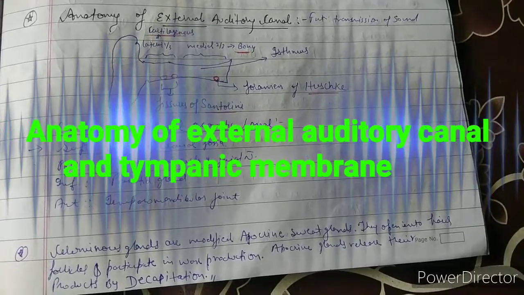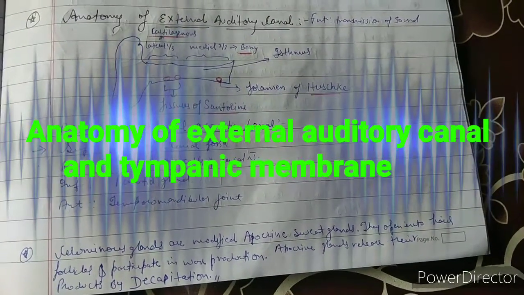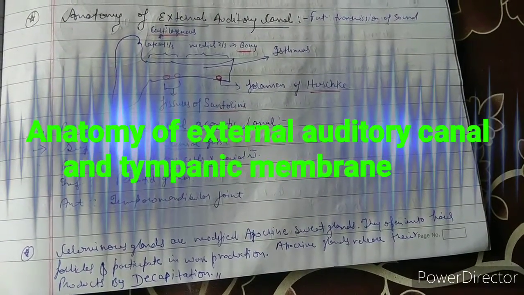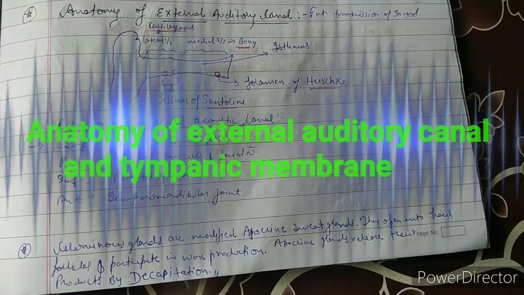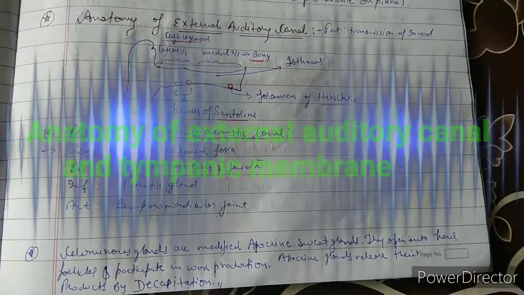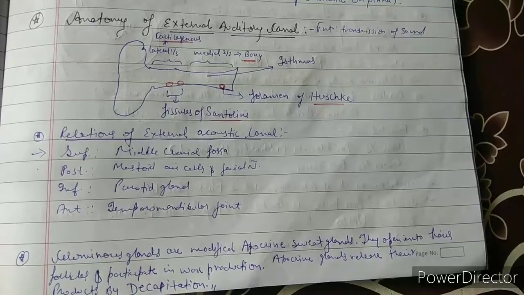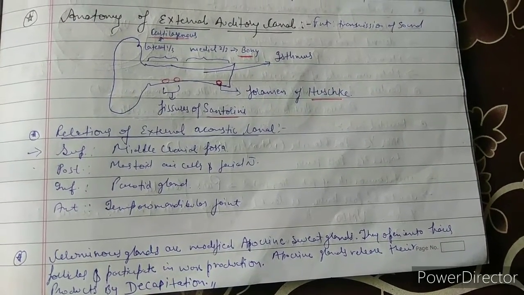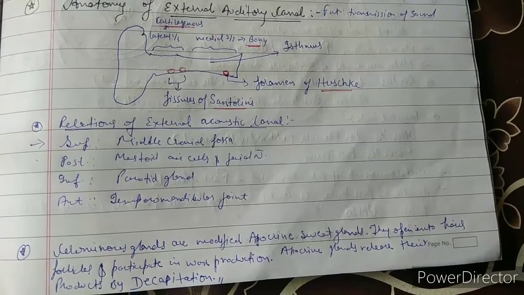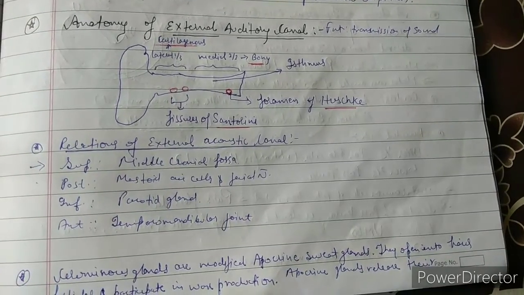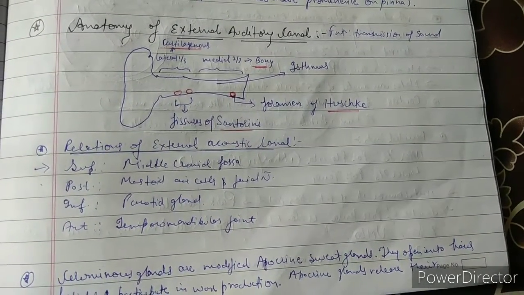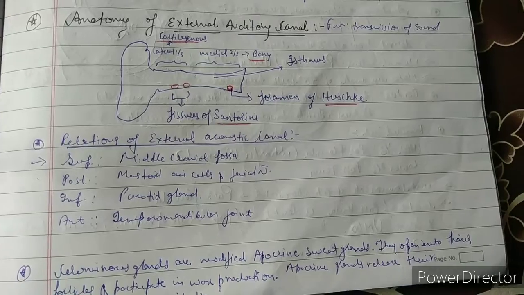So guys, in our previous video lecture, we discussed the anatomy of the external ear. In that section, we covered the pinna. Now in this video lecture, we will be discussing the remaining part of the external ear, that is the external auditory canal and tympanic membrane. Now we'll discuss the anatomy of the external auditory canal.